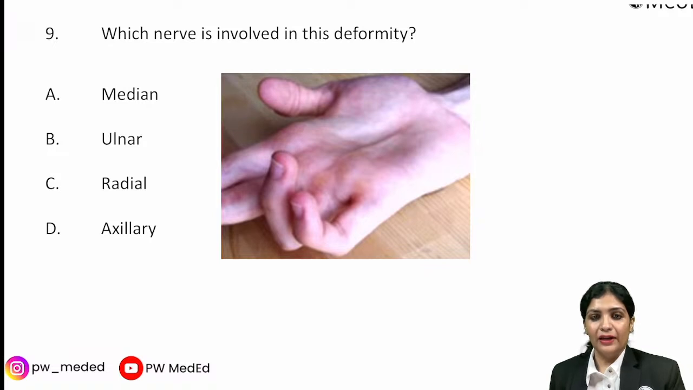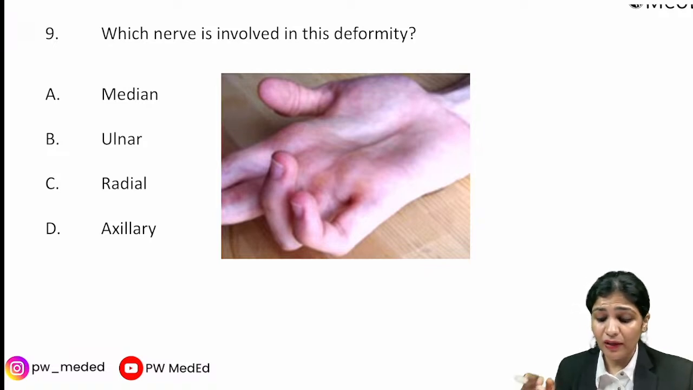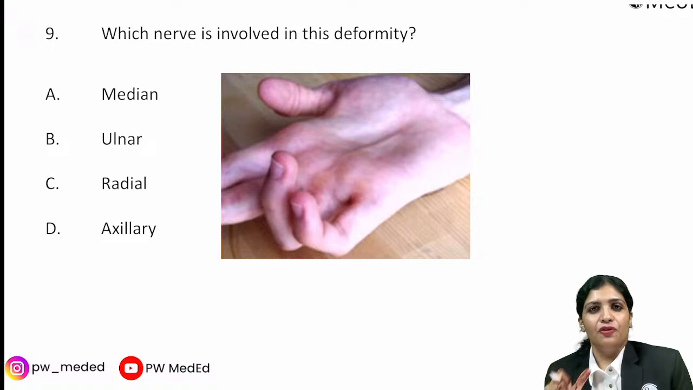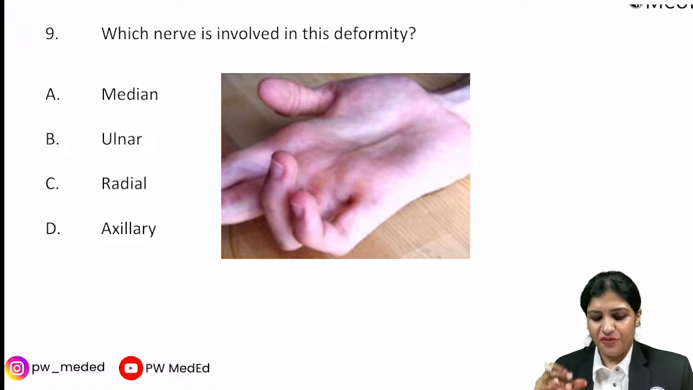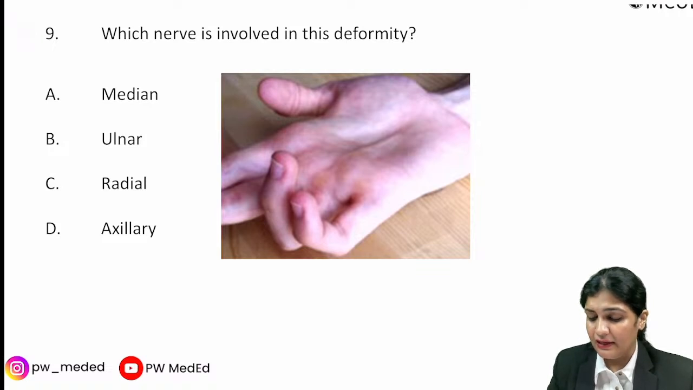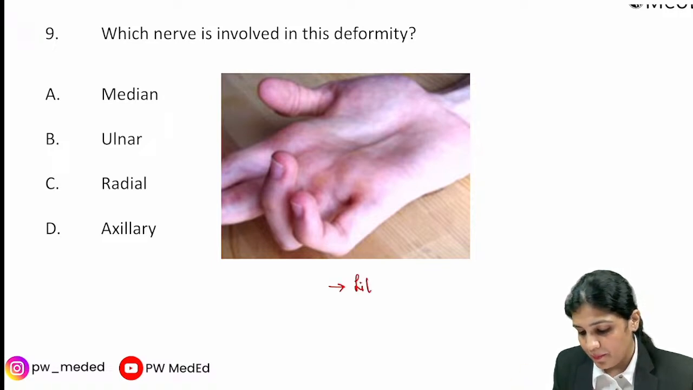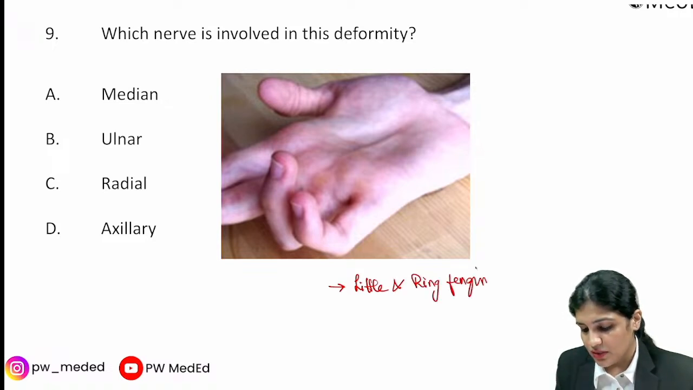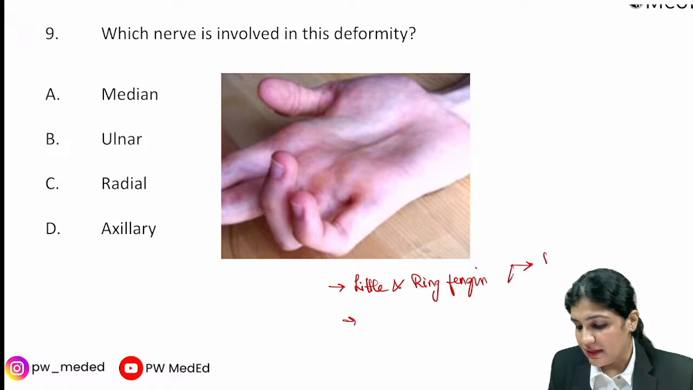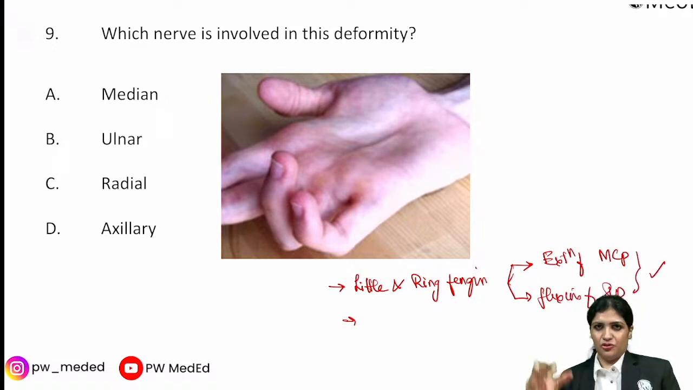Which nerve is involved in this deformity? So this is a classical deformity, and the classical photograph which is usually presented in case of X-ray, in case of your image based questions, that is your IBQ. So here if you see, there is a deformity in the little and the ring finger, right? What is that deformity you see? There is an extension of the metacarpophalangeal joint, and there is a flexion of your interphalangeal joint. So this is the deformity which you're seeing, right?